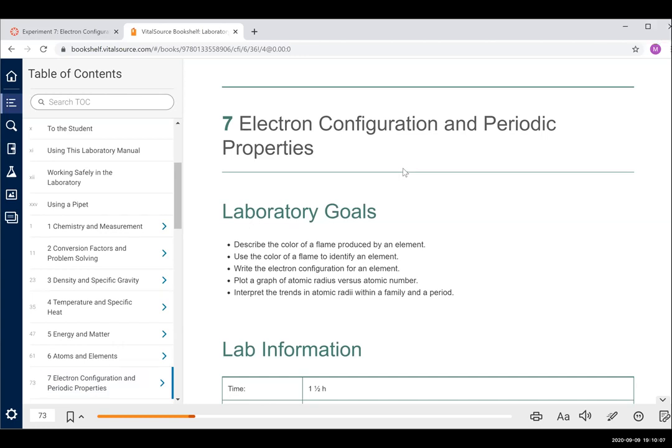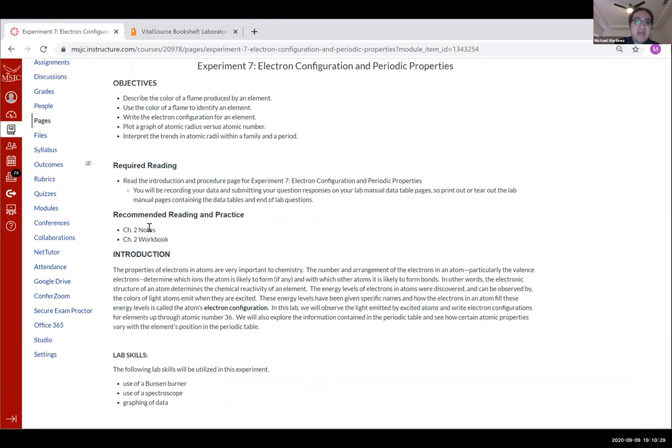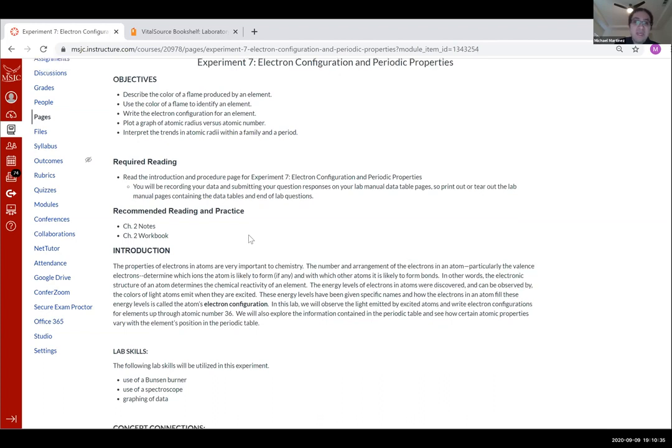So we skipped atoms and elements? Yes. Okay, thank you. In the schedule, I sometimes have 2 labs listed because one of them is a potential dry lab I can assign. But for this week, we're just going to be focusing on lab 7. So that's the lab pages that I want you to read. I also would recommend that you look through your chapter 2 notes and the workbook pages.